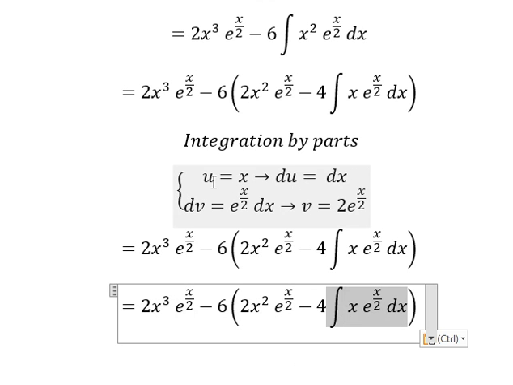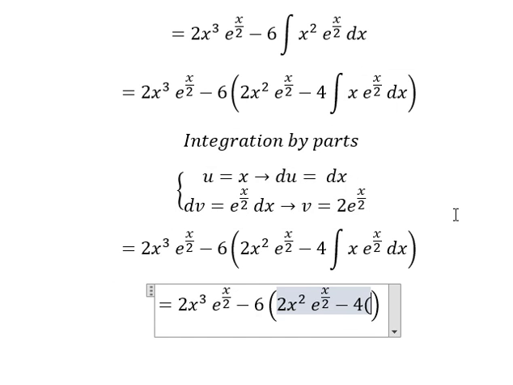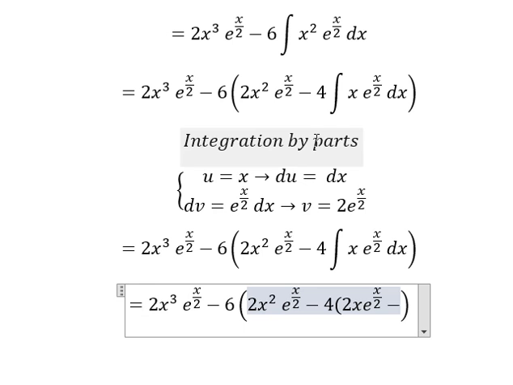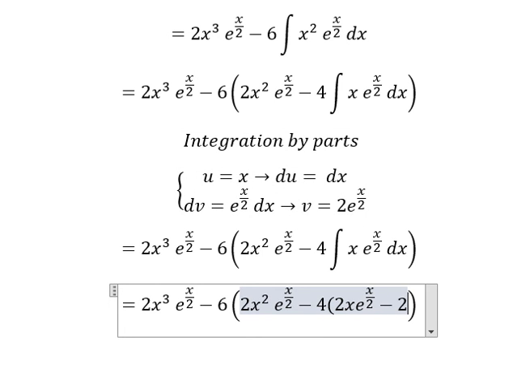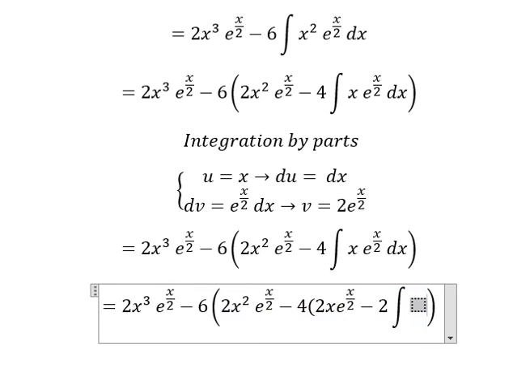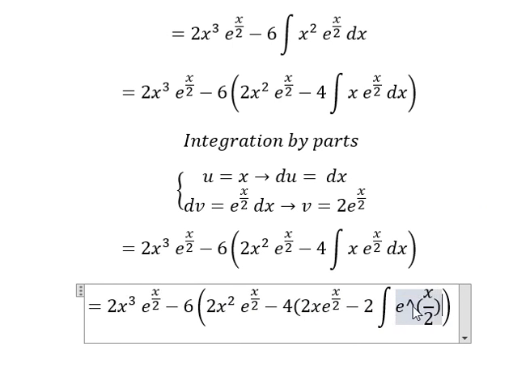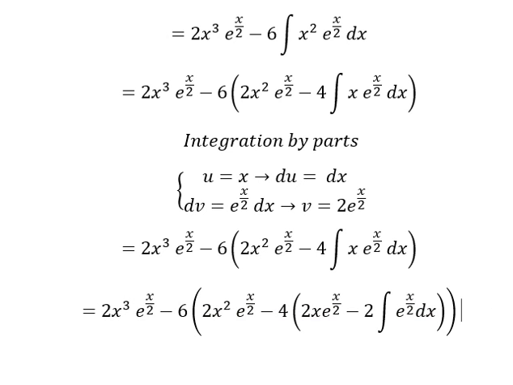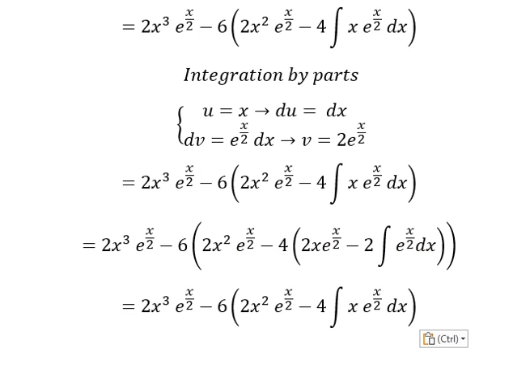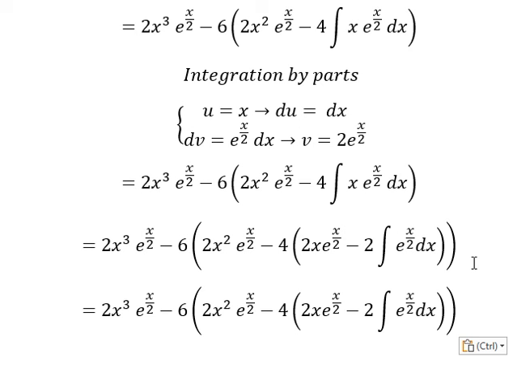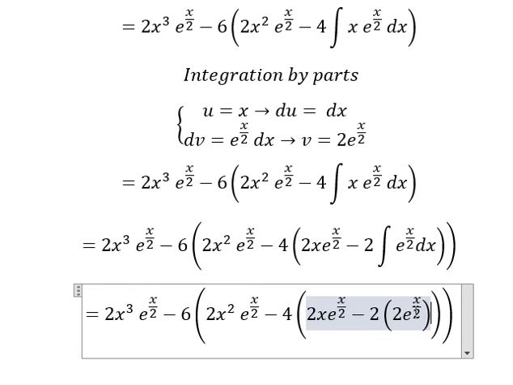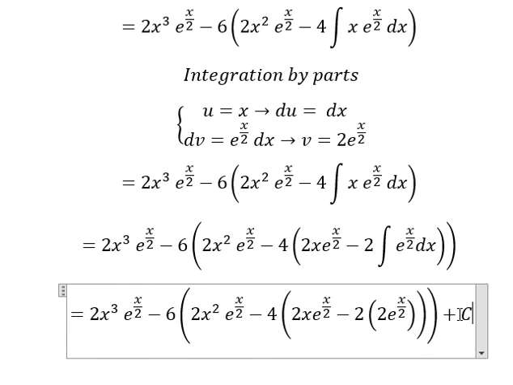About this one we have u multiplied by v minus we have the u multiplied by v, so we have number 2, and we have the integration e to the power of s over 2 ds. So the integration of this one, we have 2e to the power of s over 2, and then I will put c in here.